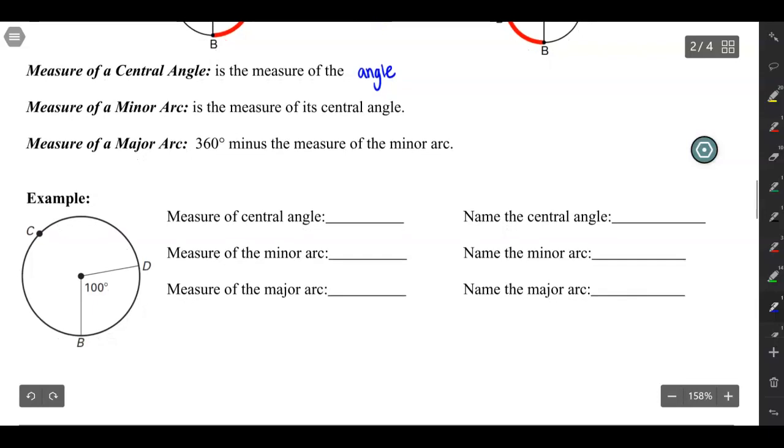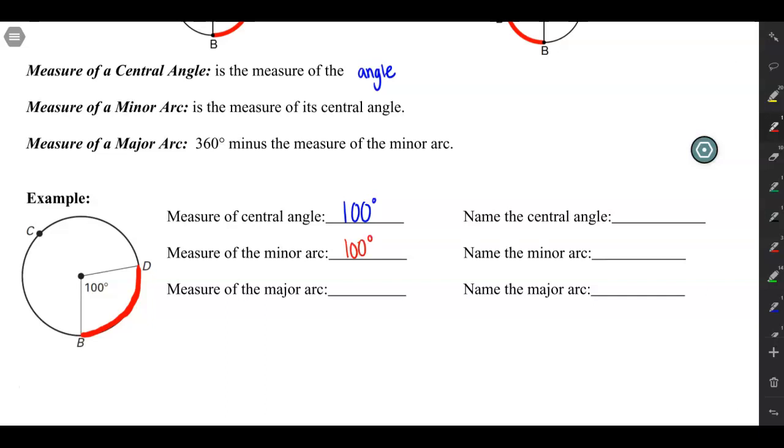So let's do some examples here. In this circle, I have a 100-degree central angle. So the measure of my central angle is 100 degrees. The minor arc, I'm going to highlight in red for us. That's going to be this arc right here, BD. And that arc is 100 degrees. It's the same as the central angle.